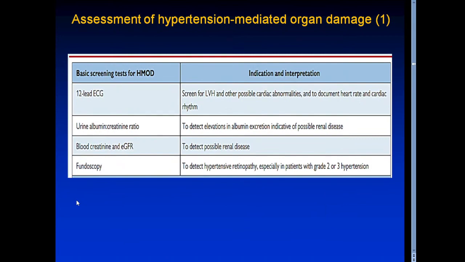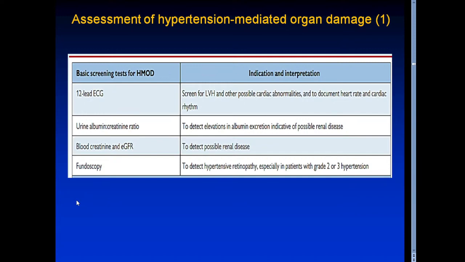Assessment of hypertension-mediated organ damage by basic screening tests. These are the tests on this page. 12-lead ECG. Indication is to screen for left ventricular hypertrophy and other possible cardiac abnormality, and to document heart rate and cardiac rhythm.